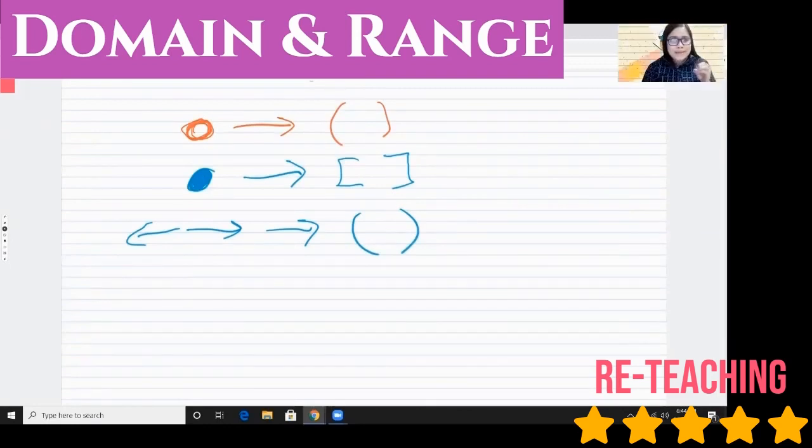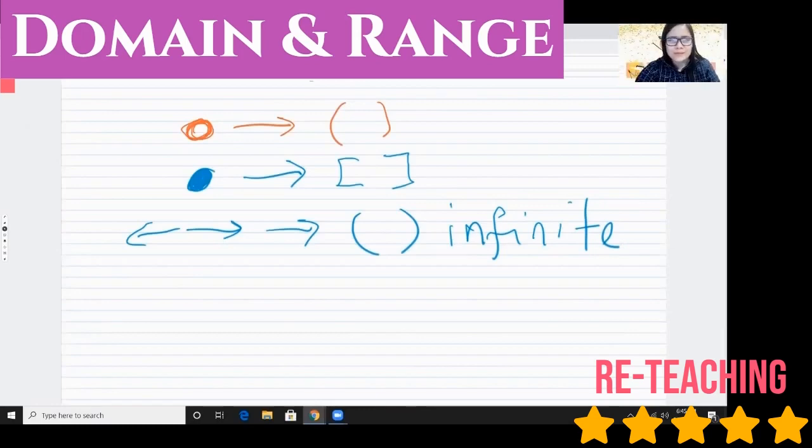An open dot means that if you see a number with an open dot, that number is not included or part of the solution. While with a closed dot, that number is still included in the set of solutions. And an arrow means infinite. It's either infinitely going right, left, up, or down. That's the meaning of the arrow.